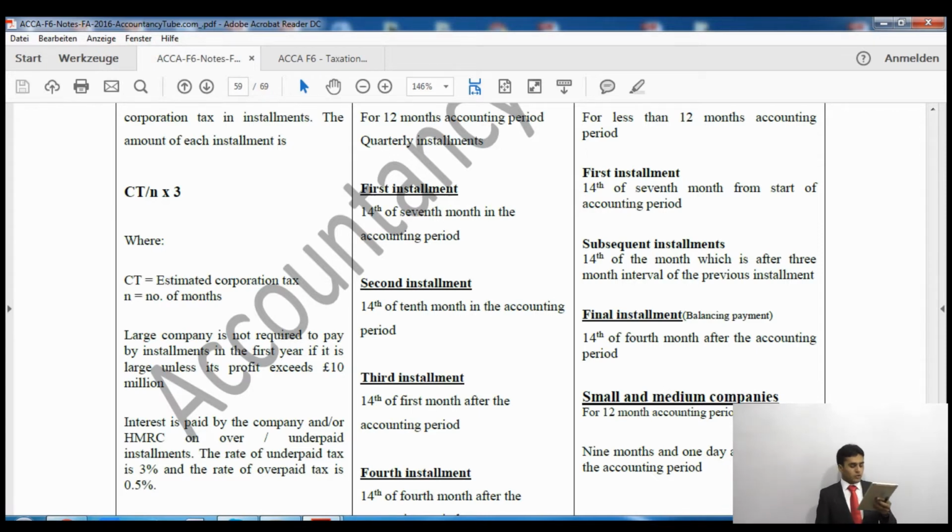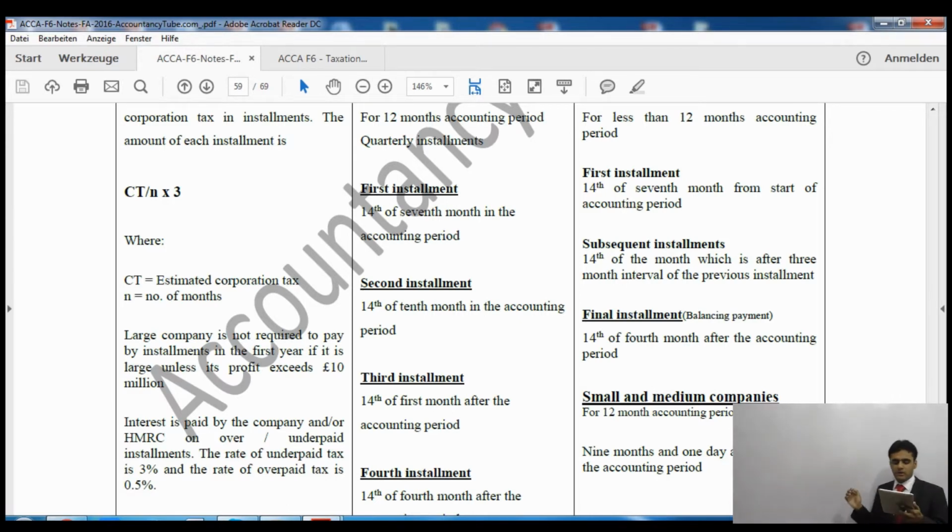You will have to pay the first installment on the 14th of the 7th month from the start of the accounting period. Now it might look exactly the same as in the 12 months one. However, what you have to do here is calculate the first installment, which will be the 7th month in the accounting period. After calculating the first installment, go back and calculate the last installment or final installment.